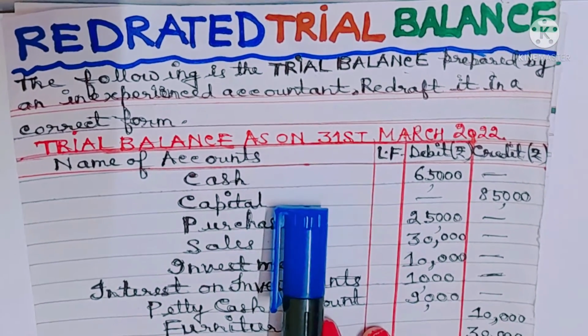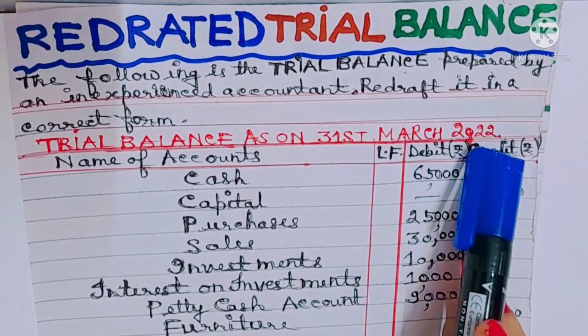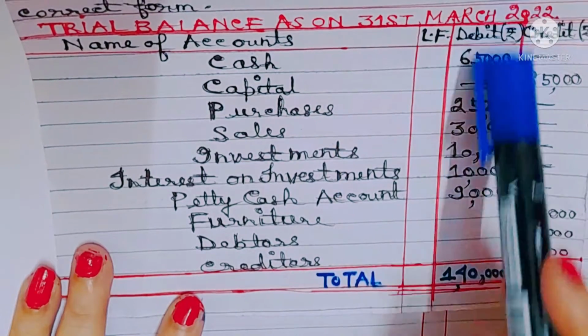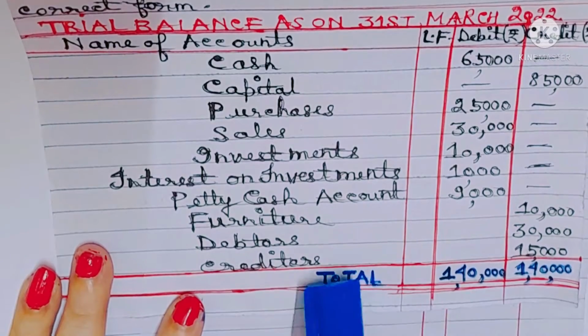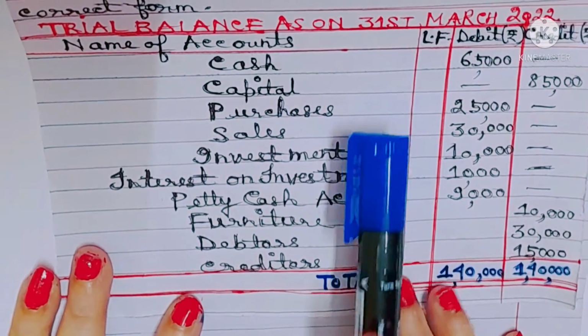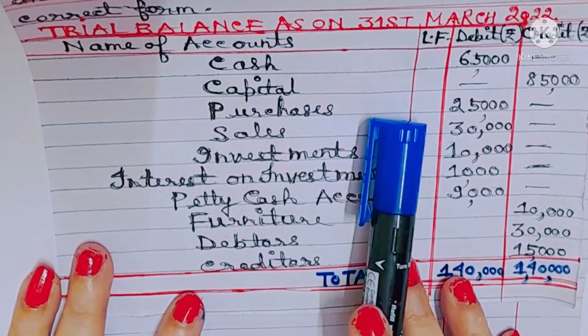So let's go through the problem. Trial balance as on 31st March 2021. The names of accounts are given here. The amounts of the debit column are here and the amounts of the credit column are here. The trial balance has tallied, but still the accountant has made some mistakes. So our job is to detect the errors and rectify the errors.